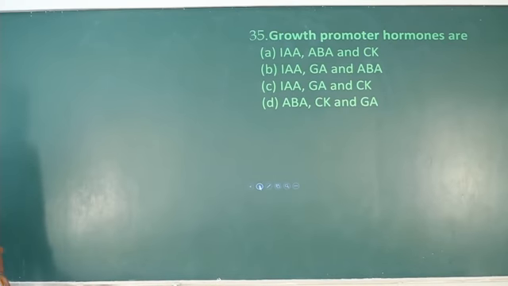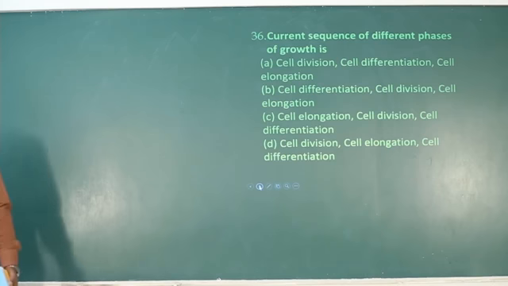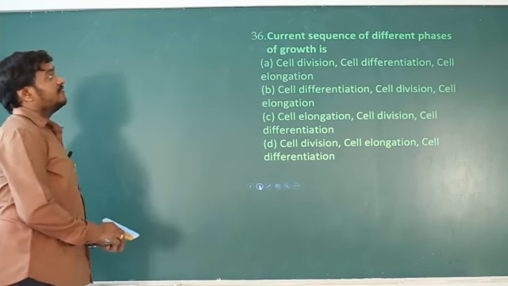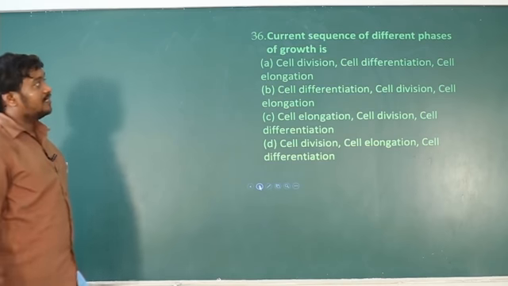Question number 36. The correct sequence of different phases of growth. First cell division, cell differentiation, cell elongation.